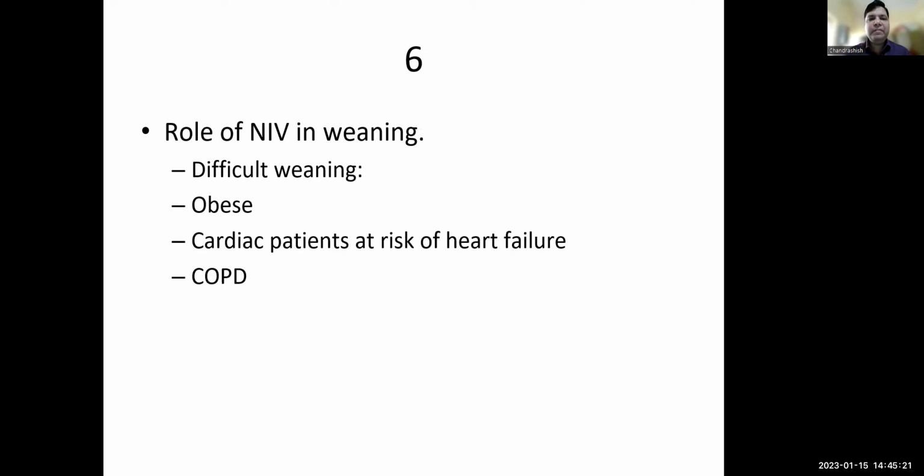Now, role of non-invasive ventilation in weaning. So the role of non-invasive ventilation comes in difficult weaning patients, and particularly in three categories. One is in obese patients. So in obese patients, there is good evidence that you can wean them off from an invasive mode to a non-invasive mode.